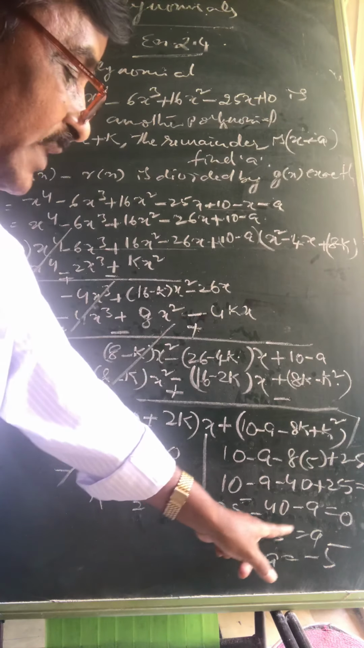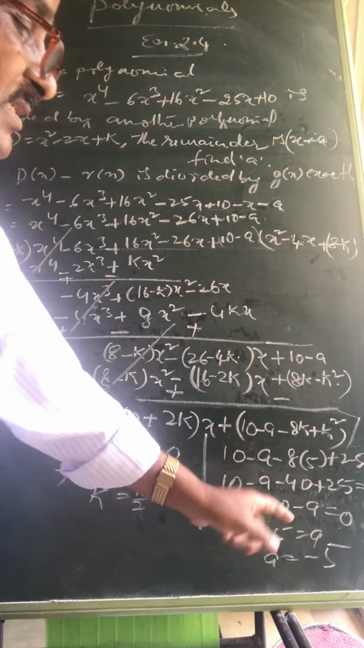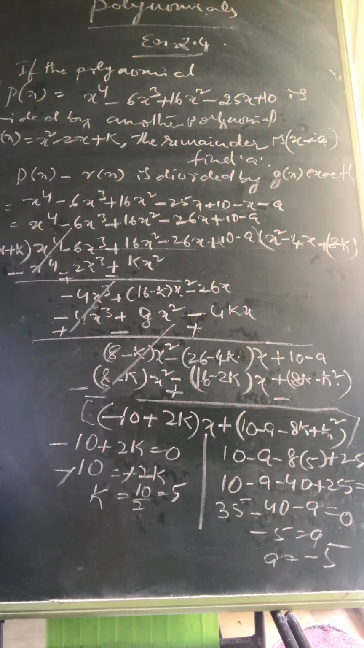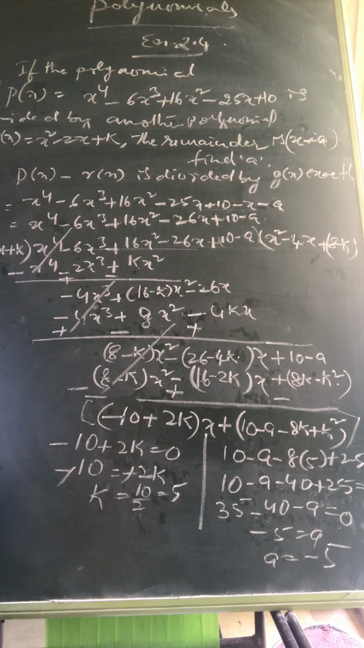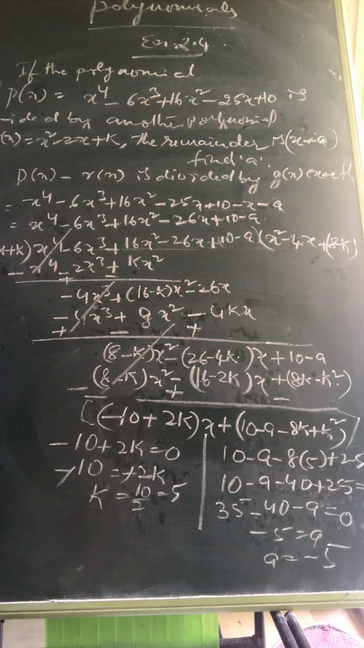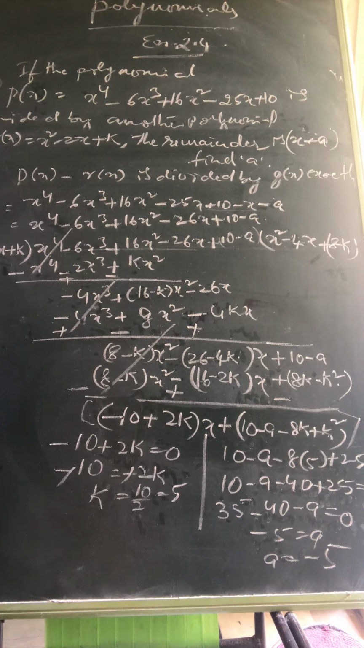Then minus 5 minus a is equal to 0. Minus 5 will go to the other side, that will become plus a. Therefore a is equal to minus 5, you got. So here you got 2 values: k is equal to 5 and a is equal to how much? Minus 5. a is equal to minus 5 and k is equal to 5. These are the two values he is asking to find.